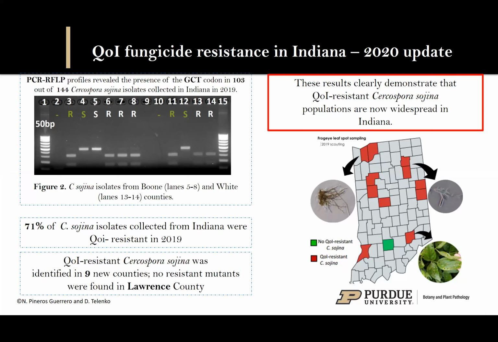We are currently in the process of collecting the samples. We have over 200 isolates from 2020 to try to get a further idea of how widespread it is. I think she's got 30 different counties she's looking at for 2020. So stay tuned. I suspect that the QOI resistance is pretty much widespread throughout the state, but it is important to understand how widespread and how mixed are those populations. Do we still have populations out there that aren't resistant to the QOIs as compared to those that are?